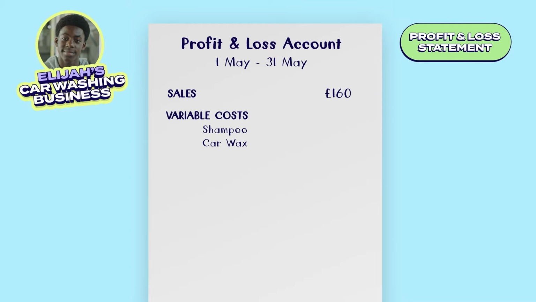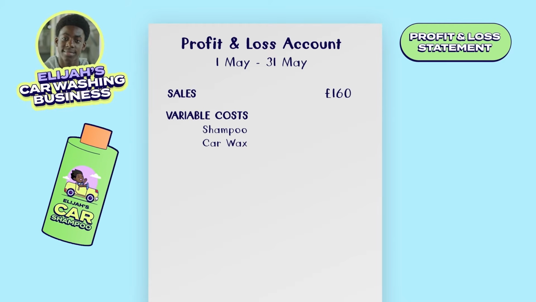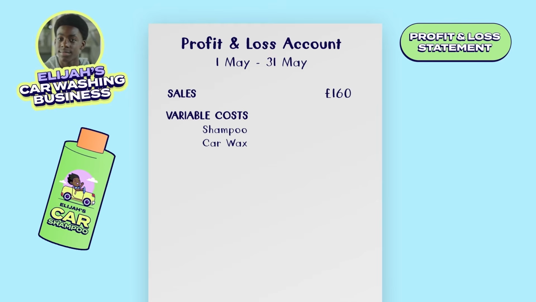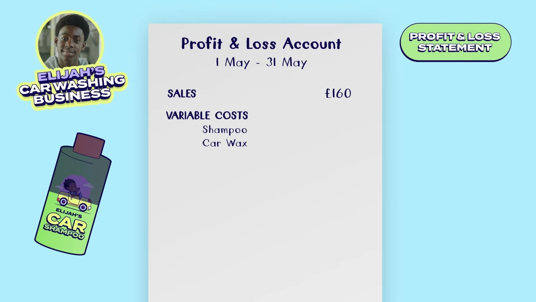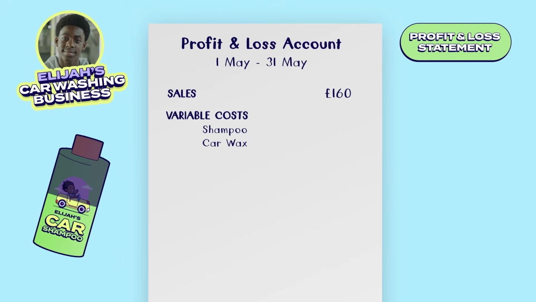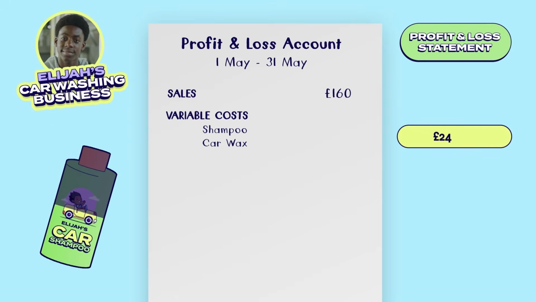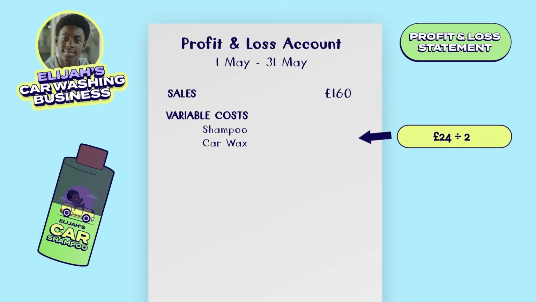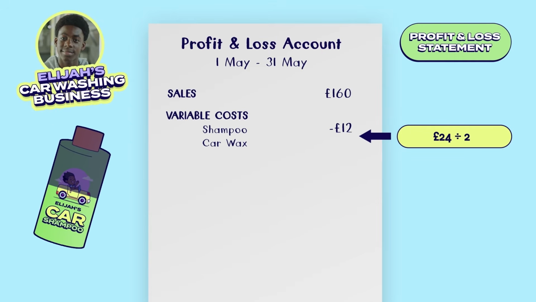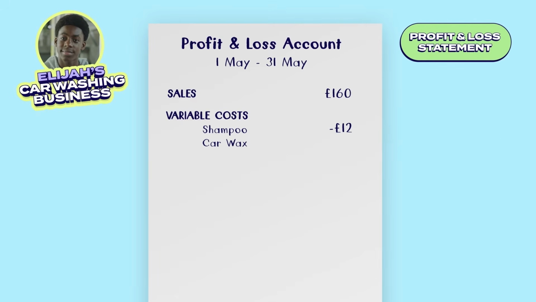At the start of May, Elijah had a full 10-litre bottle of shampoo, but at the end of the month, he'd used half of it. On that basis, he worked out that he used 5 litres or half the bottle, and if the entire bottle cost him £24, he calculates half the bottle cost him £12. He records this variable shampoo cost in the profit and loss account. He does the same calculation with the wax and records £18 of variable cost of wax in the profit and loss account for the month of May.